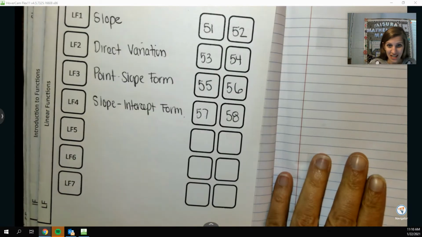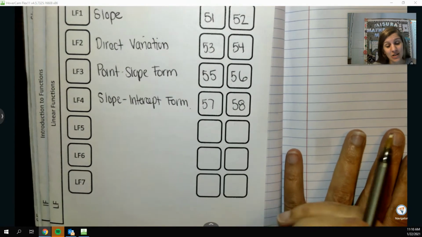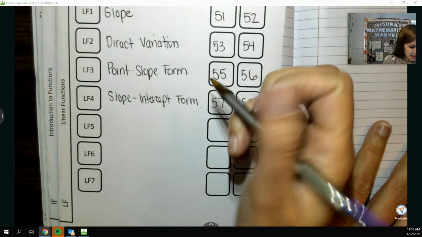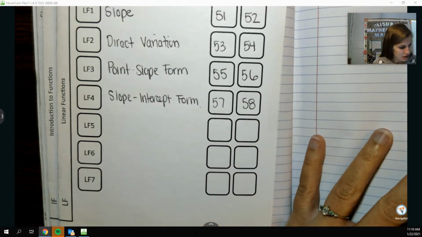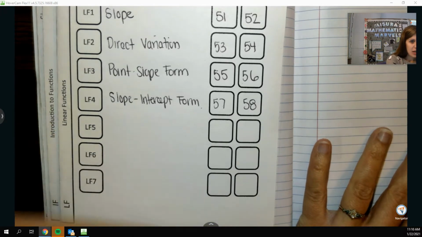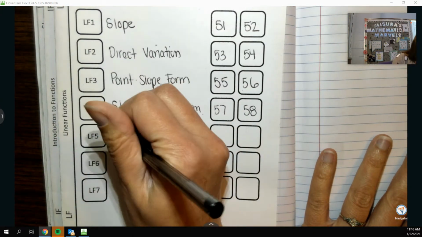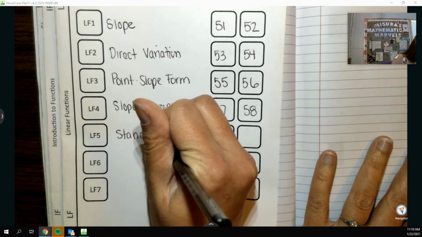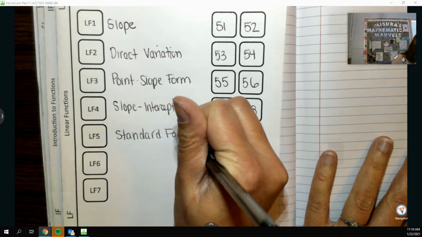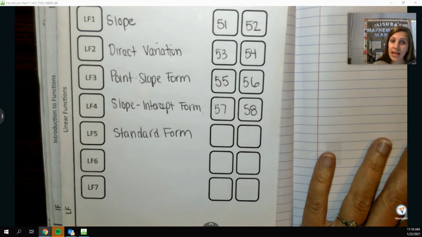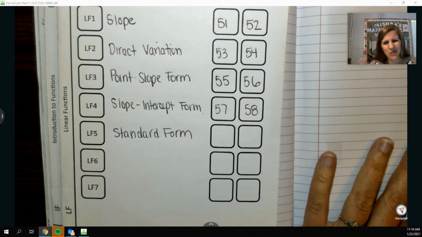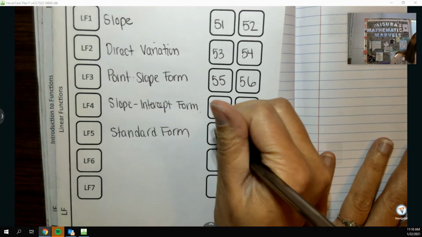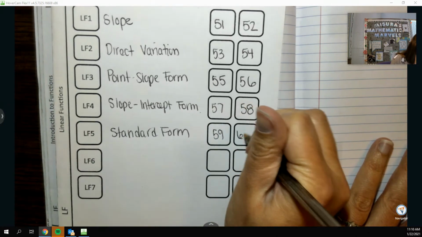Alrighty, so we're going to start talking about the last form of a line that we need to learn for our linear equations chapter. If you're following along and taking notes with me, in our table of contents we are going to add standard form, which again is the last form of a line that we can write. These are all just different ways you can write a linear equation. And that's going to be on pages 59 and 60.